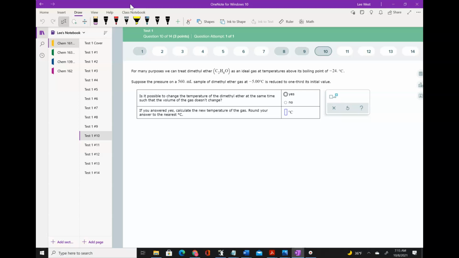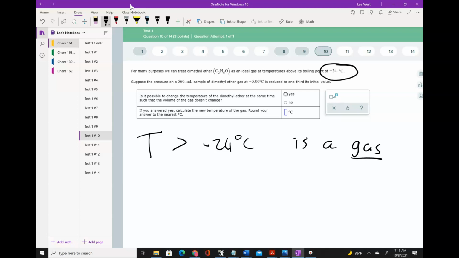So let's have a look here. It says, for many purposes, we can treat dimethyl ether as an ideal gas at temperatures above its boiling point. So this is going to be important. If the temperature is not greater than minus 24 degrees Celsius, it's not a gas. At temperatures greater than minus 24 degrees Celsius, this guy is a gas. At temperatures less than minus 24 degrees Celsius, it is a liquid. And when it's a liquid, you can't use the ideal gas law to describe how it's behaving. So that's an important thing.